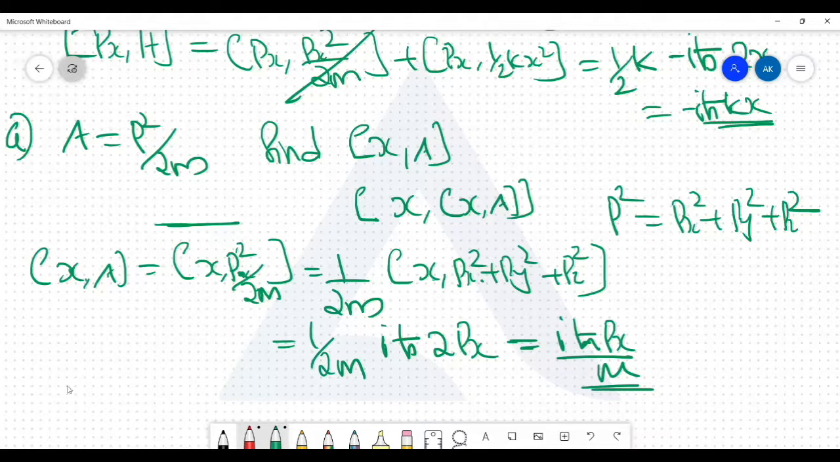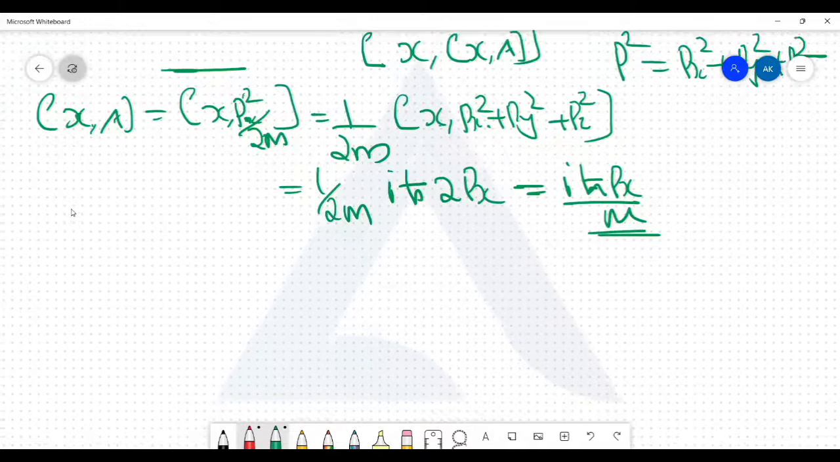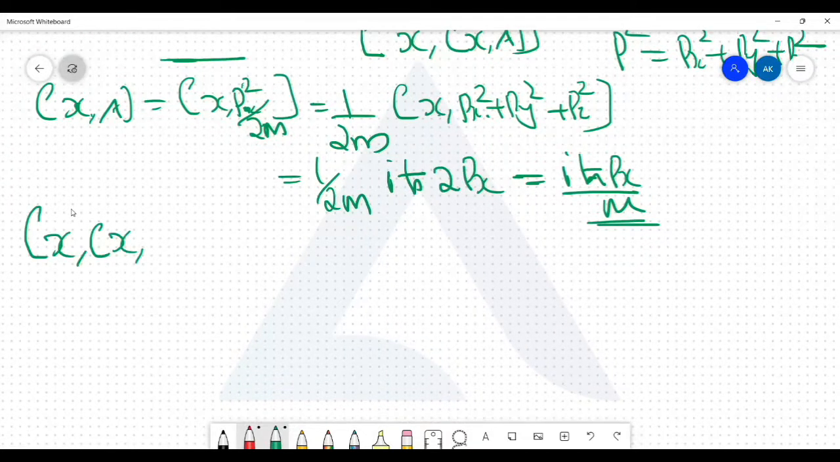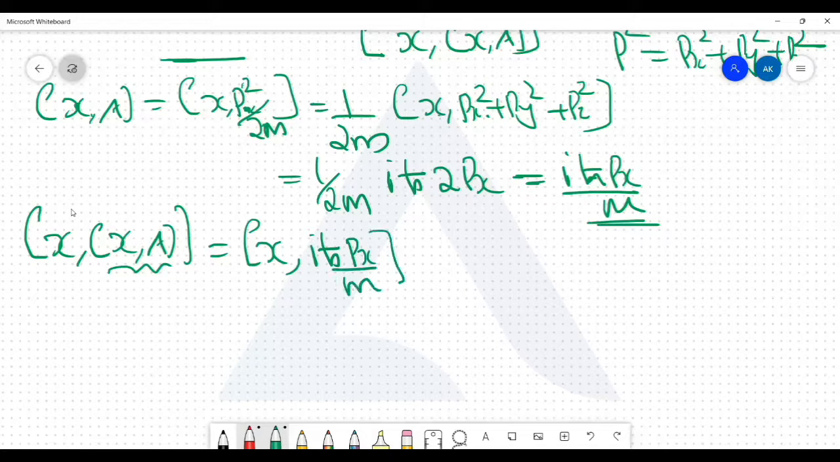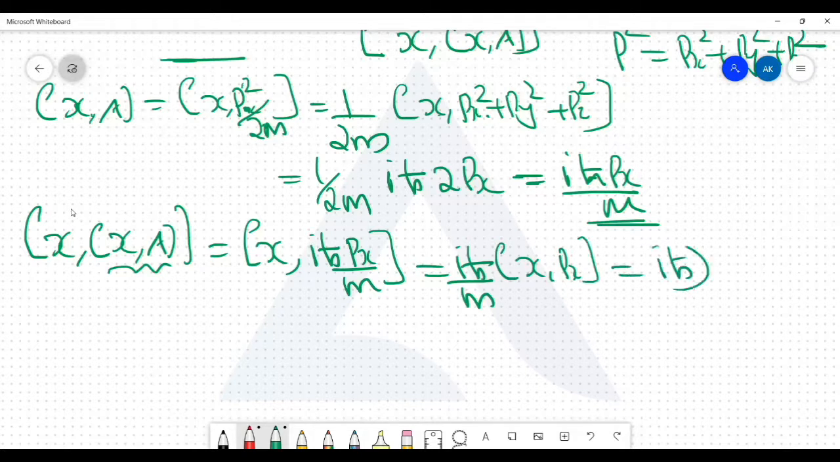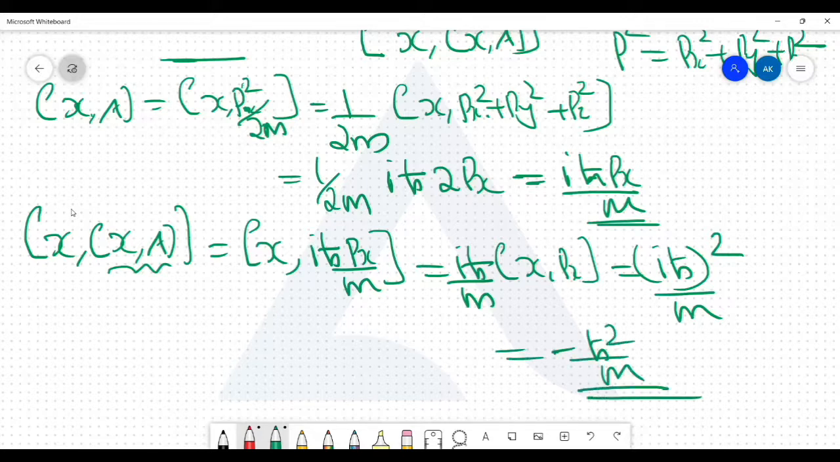Now you have to put [x, [x, A]]. You have found [x, A] is iħ px by m. So take the constants outside: iħ by m. Your [x, px] is again iħ. That is (iħ)² by m. That is minus ħ² by m. Okay, that's it.